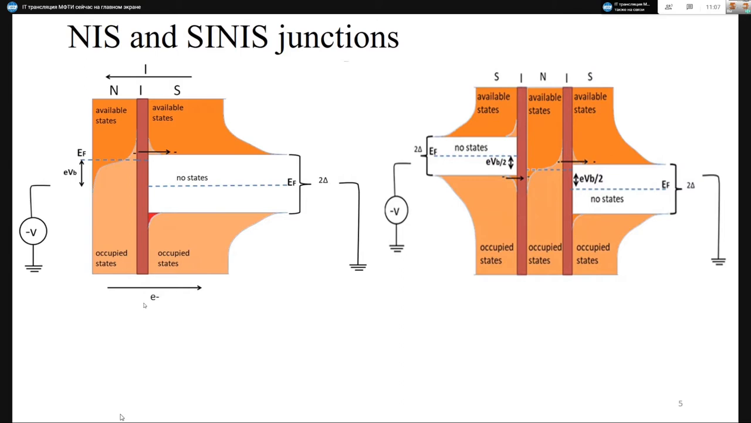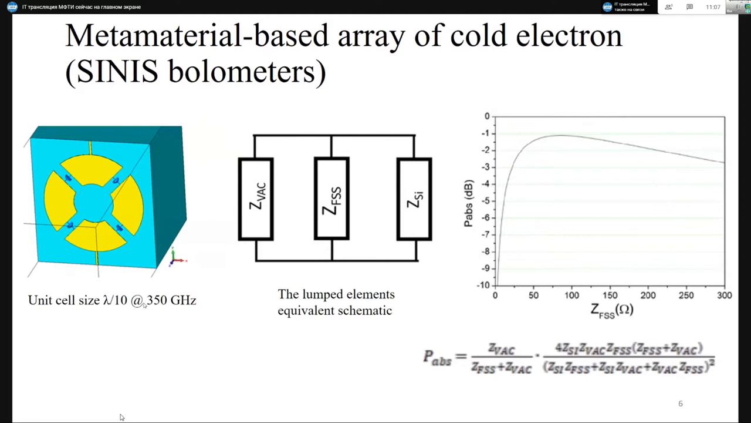The normal metal here is our antenna, and in this slide we show our first design. This is a pattern of frequency selective surface. This is a split ring, into which the cold electron bolometer is integrated. We can see it here by the blue arrows, and the DC wires are installed in one direction. The radiation comes from the substrate side, and if we have no cavity and we have an open boundary on the vacuum side, as you see here in the middle, the lumped elements equivalent schematic can be like that.